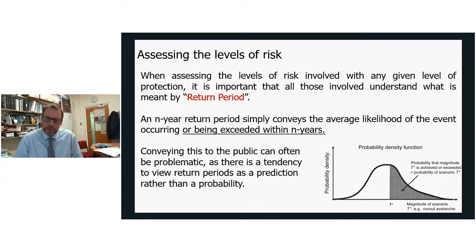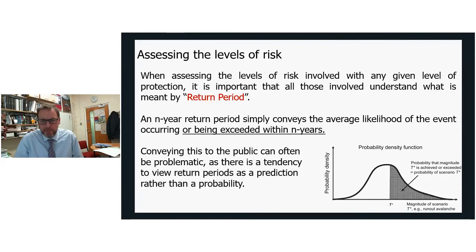So of course that does not mean it's going to flood every 30 years, and it does not mean it is definitely going to flood over a 30-year period. It just means that on average we would expect that event to occur or be exceeded. It's perfectly possible that you get a 1 in 30 year event twice in a year. It'd be really unusual, but it is possible.